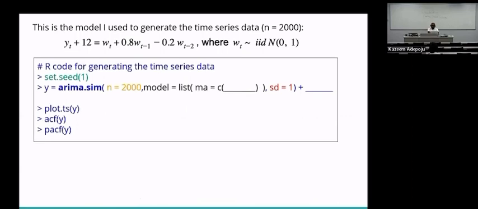Finally, this is the model that we used to generate, and this is the code. If this is the code, of course, you can tell what is missing here. You know what you can put here, right? 2 values, 0.8 and negative 0.2, comma. You are simulating from MA of order 2. And right here, it's going to be 12, right? Then when you get your data, you can get a time series plot. You can get the ACF, you can get the PACF. Does that make sense? All this my TA is going to walk you through in the lab on Friday.